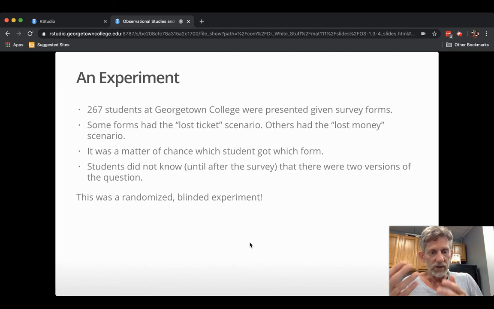You see, it's an experiment because there's an explanatory variable here. Which form you're looking at, which way you're asked the question. And the value of that variable is being chosen by the researchers when they hand the forms out to you. It's randomized because they're handing it out by chance. It's a matter of chance which student gets which form. And it's blinded because the subjects in the experiment, the students who were filling out the questions, did not know what treatment group they were in. In fact, they didn't even know they were in treatment groups at all.